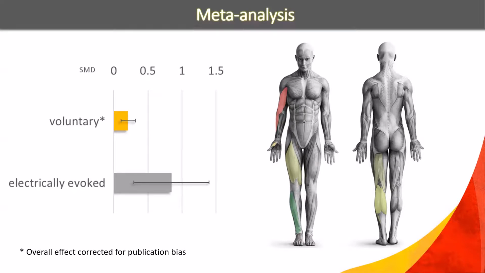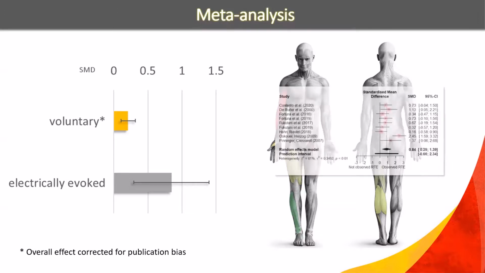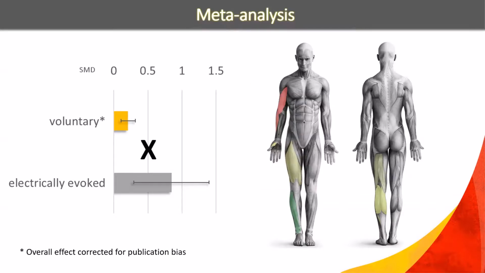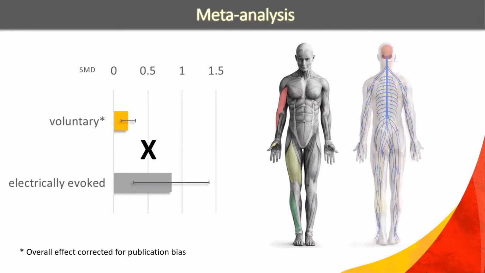Significant residual torque enhancement was also observed for electrically evoked contractions with a standardized mean difference of 0.84. Comparisons across muscles were not possible due to the limited number of studies involving electrically stimulated muscles. The difference in residual torque enhancement between voluntary and electrically evoked contractions highlights the potential role of the nervous system in modulating residual torque enhancement in humans.